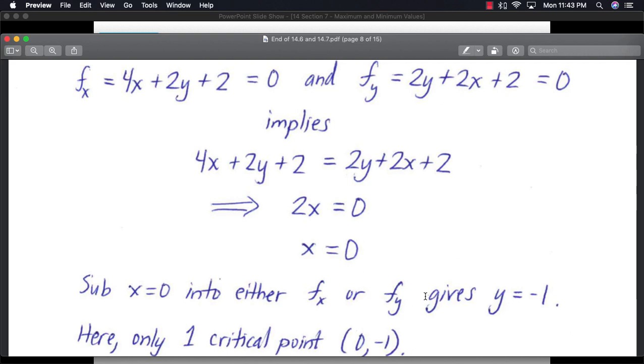Now, notice how in the last example we had 6 critical points. Quite a bit, right? Here we only have 1, so it's going to be a lot less work. But it's not always that way. Obviously, sometimes you have 6, sometimes you have 1, sometimes you have 20, sometimes you have 0.